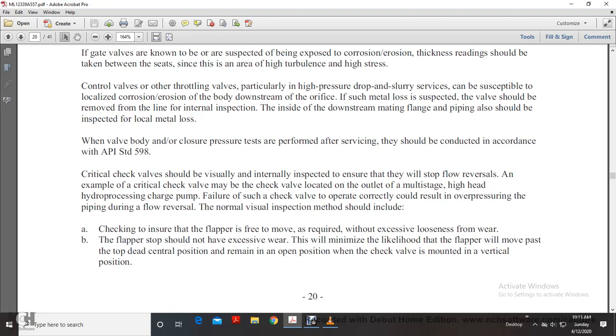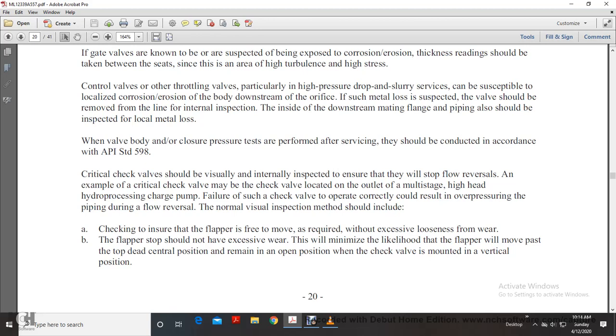When the valve body and the closure pressure testing are performed after servicing, they should be conducted in accordance with API standard 598. Critical valves should be visually and internally inspected to ensure that they will stop flow reversal. For example, a critical check valve may be located at the outlet of a multi-stage high head hydroprocessing charging pump. Failure of such a check valve to operate could result in the overpressuring of the piping during flow reversal.